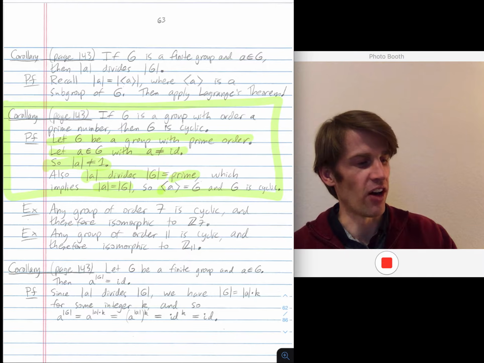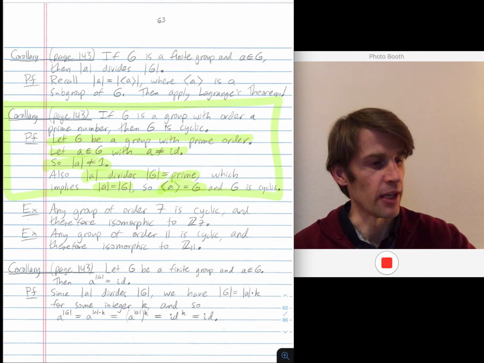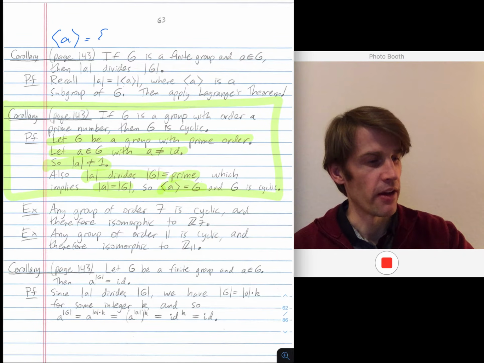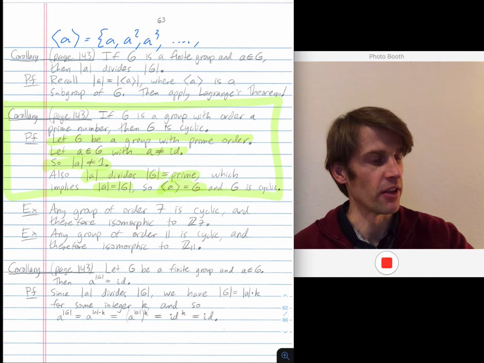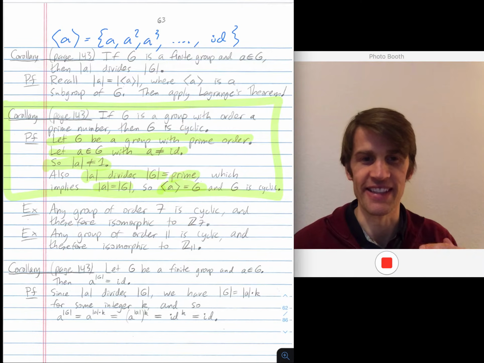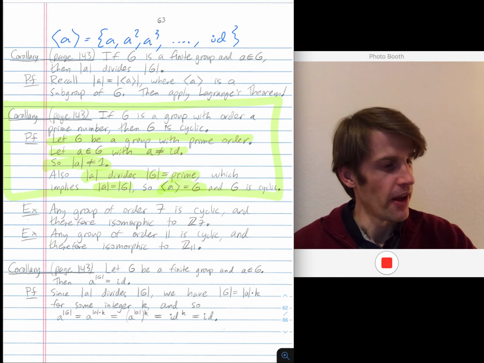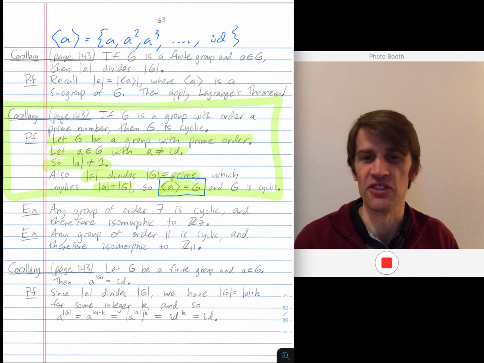Alright, so then it follows that the cyclic group generated by A, namely all things of the form A, or A squared, or A cubed, all the way up till you get back to the identity, it follows that that set has this given prime number of elements, so it's equal to the entire group. And by definition, since the group is generated by a single element A, that's what it means for the group to be cyclic.